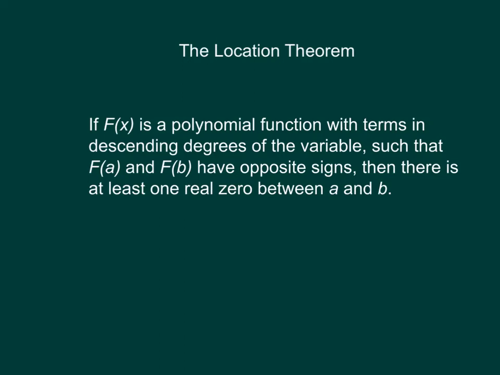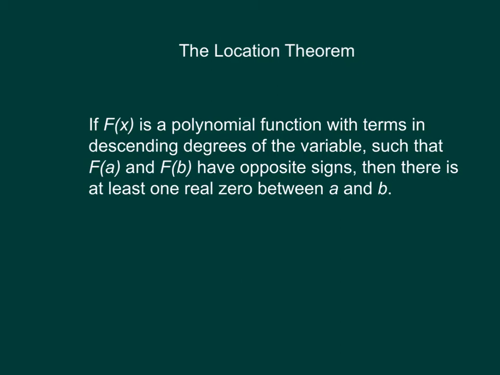The location theorem states if f of x is a polynomial function with terms in descending degrees of the variable, such that f of a and f of b have opposite signs, then there is at least one real zero between a and b. Okay, so this is actually a common sense theorem, but maybe when you read it, you're not really sure what's going on.